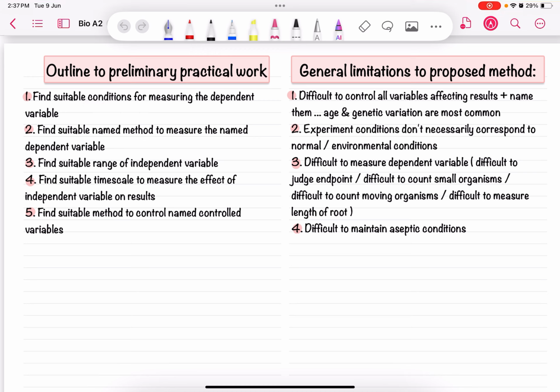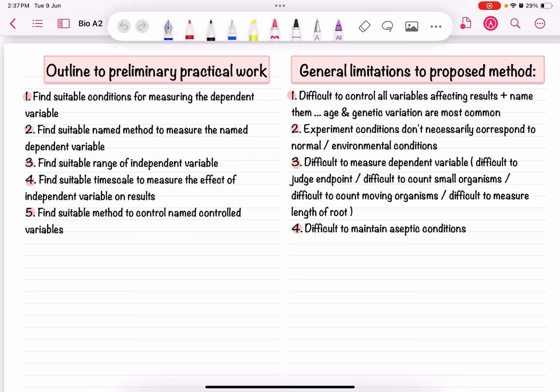Suitable method, and you must say that the dependent variable is blah blah blah. I'm just saying dependent variable here so that it can be applicable for all core practicals. Find suitable named method to measure. Find suitable range of different independent variables, and for light intensity, specifically, say that find a suitable method to change the light intensity.